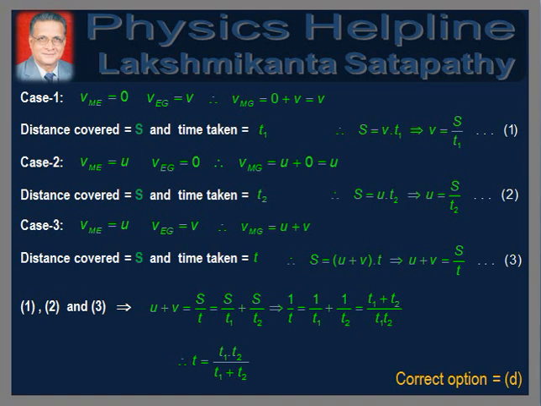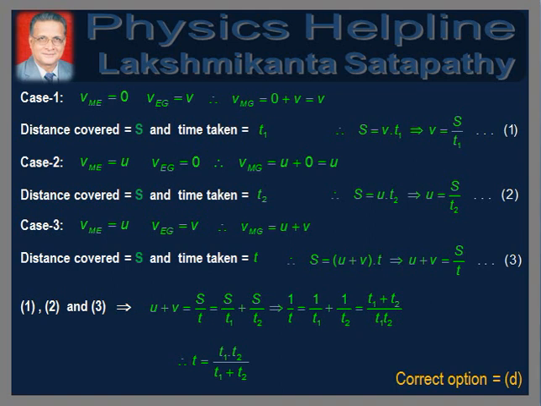In the third case, speed of the man relative to the escalator is equal to u. Speed of the escalator relative to the ground is equal to v. Therefore, speed of the man relative to the ground is equal to u plus v. Distance covered is equal to s and time taken is equal to t. Therefore, we have s is equal to u plus v into t, which implies u plus v is equal to s by t.